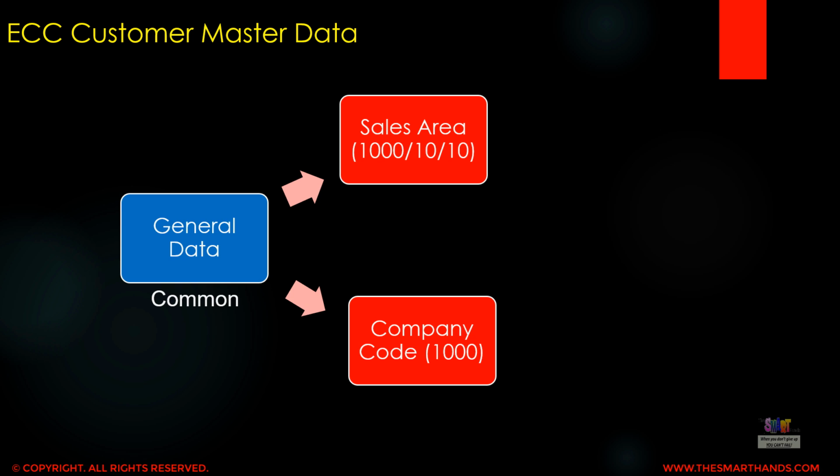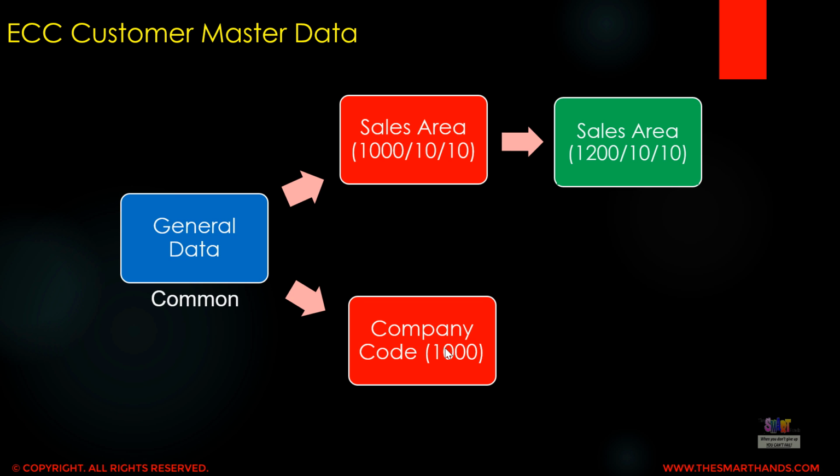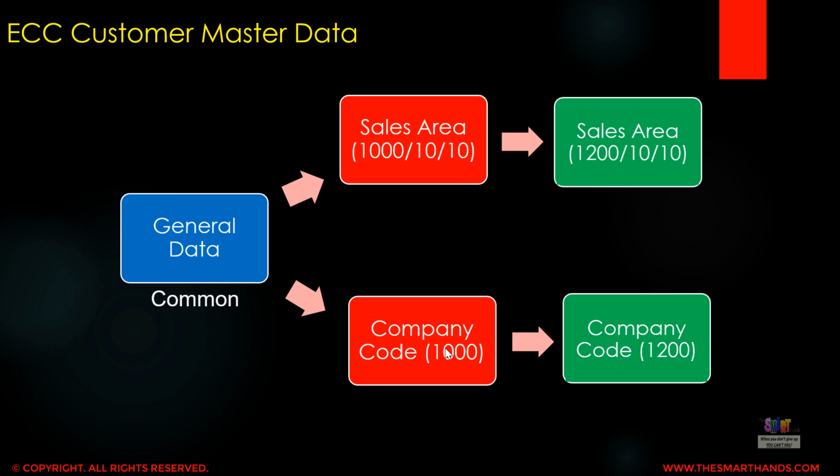What happens is the general data is always common, and we then create the sales area data for a sales area. For example, the sales area can be 1000, 10 and 10, and for a company code, for example, 1000. And then if we want to extend the data to another sales area, we just extend it. For example, 1200, 10 and 10 is a sales area, and we can also extend the data to another company code, for example, 1200.